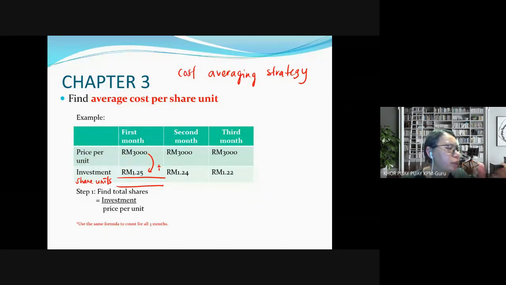Okay, can someone count first? Count. 3,000 divided by 1.25. How much do you get? Can everyone count for me? Teacher doesn't have a calculator here. Someone just count for me and type in the chat here. 3,000 divided by 1.25. How much do you get?